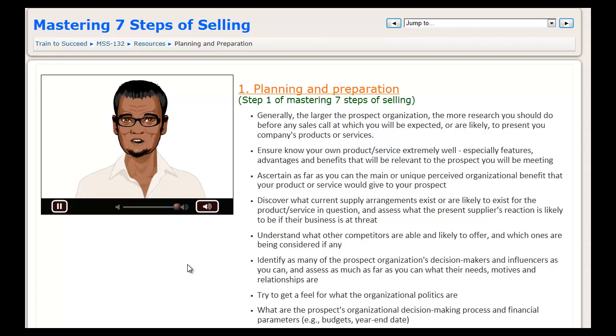Third, ascertain as far as you can the main or unique perceived organizational benefit that your product or service would give to your prospect. Fourth, discover what current supply arrangements exist, or are likely to exist, for the product or service in question, and assess what the present supplier's reaction is likely to be if their business is under threat. Fifth, understand what other competitors are able and likely to offer, and which ones are being considered, if any.